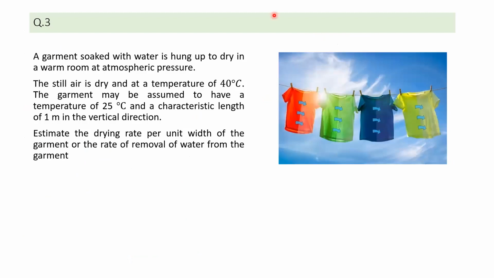So the last problem, I think this problem was previously discussed in the last classes. A garment is soaked with water and hung up to dry in warm air at atmospheric pressure. The still air is dry and at a temperature of 40 degrees Celsius. The garment is assumed to have a temperature of 25 degrees Celsius and a characteristic length of 1 meter in the vertical direction. And we need to determine the drying rate per unit width of the garment, the rate of water removal from the garment.